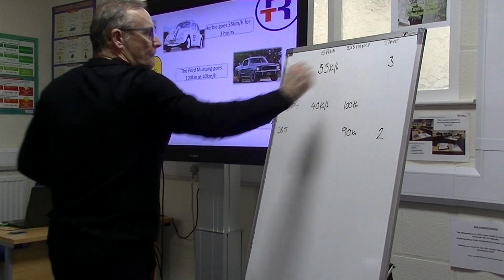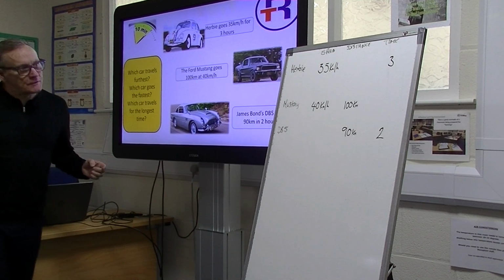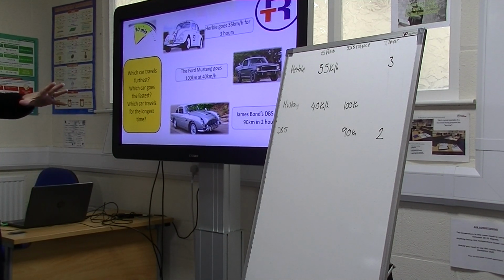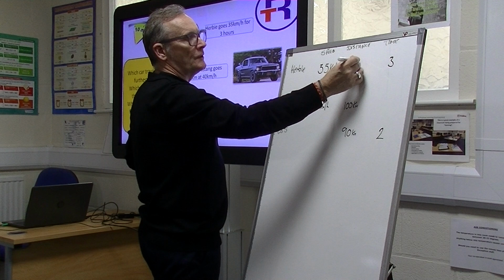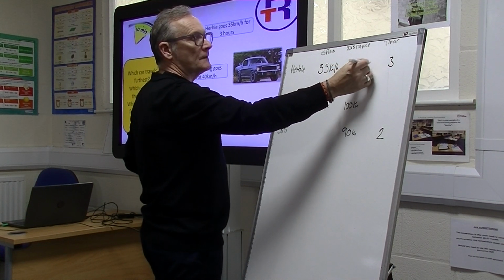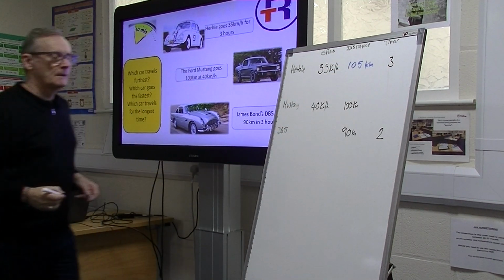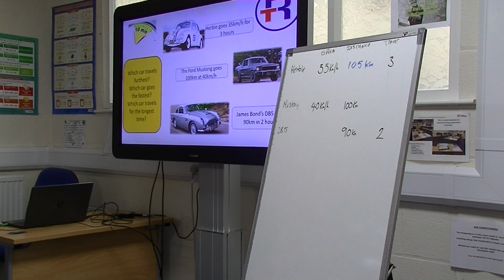Right, so Herbie. We'll start with Herbie. The distance, because that's the bit that's missing from Herbie. So how did we work that out? We covered the distance up, speed times time, which gives us 105 kilometres. Okay. So then we came to the Mustang.